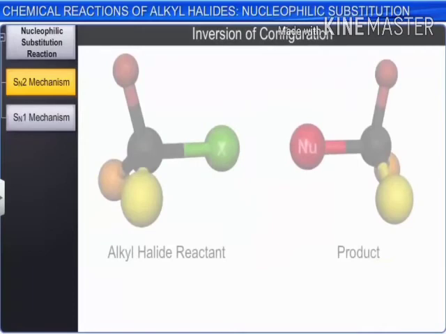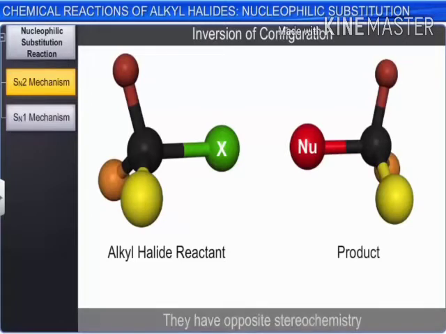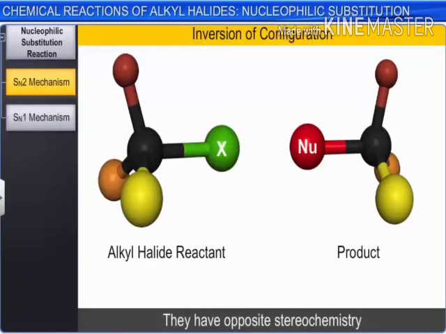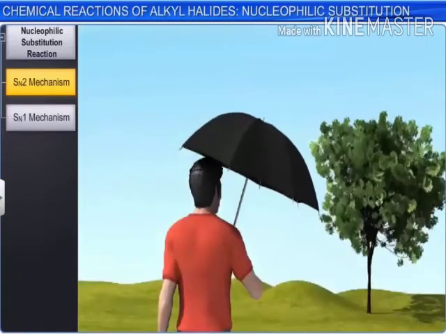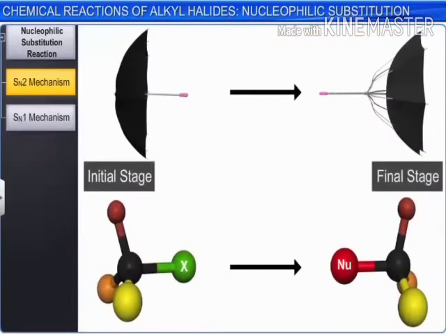There is only one type of product in an Sn2 reaction. If you compare the alkyl halide reactant and the substituted product, you can see that they have opposite stereochemistry. This switch is called an inversion of configuration. Can you imagine an umbrella being pushed inside out by a heavy wind? This is a useful analogy for understanding the Sn2 mechanism.